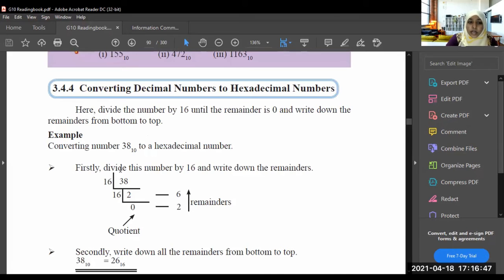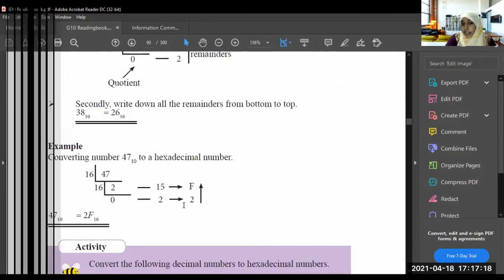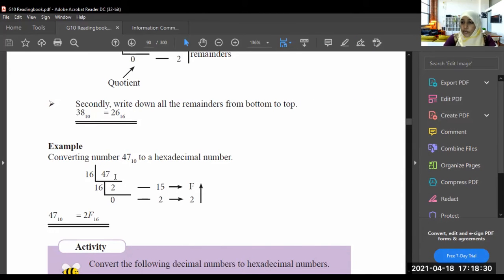If you want to convert the decimal number into base 16, hexadecimal number, again you should divide it by 16. So 38 divided by 16, 2 times, 6 remaining; 2 divided by 16, 0 times, so 2 remaining. So the answer is 26 base 16. And here you should know another thing. How many 16s within 47? 2 times. 15 remaining now.